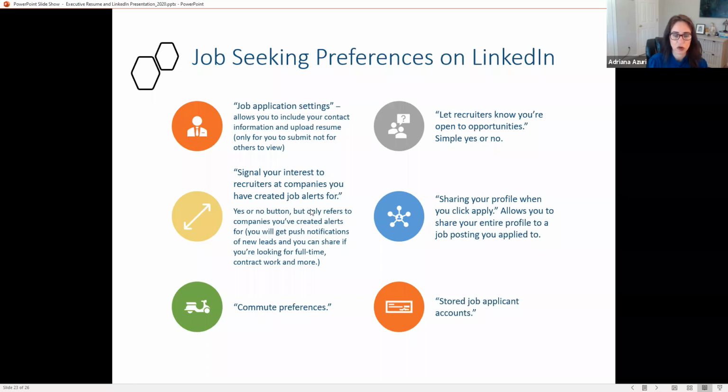They signal your interest to recruiters at companies who've created alerts. One of the things you want to do is really go through some companies that you're interested in and create alerts. So if you're interested in working for Coca-Cola or Home Depot, or companies that have really piqued your interest, if you've created an alert, they'll send you push notifications to let you know that there are job openings in those companies. Also, the silly one is commute preferences. If you live in a big city like Atlanta or San Francisco, and you don't want to commute more than 50 miles from your house, there you go. That's where you would put those parameters. But I think for me, that would be a little bit too limiting.